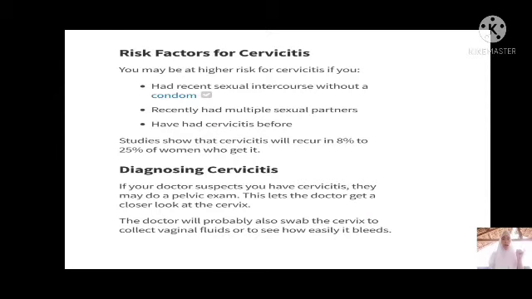Risk factors for cervicitis. You may be at higher risk for cervicitis if you had recent sexual intercourse without a condom, recently had multiple sexual partners, or have had cervicitis before. Diagnosing cervicitis. If your doctor suspects you have cervicitis, they may do a pelvic exam. This lets the doctor get a closer look at the cervix. The doctor will probably also swab the cervix to collect vaginal fluid or to see how easily it bleeds.